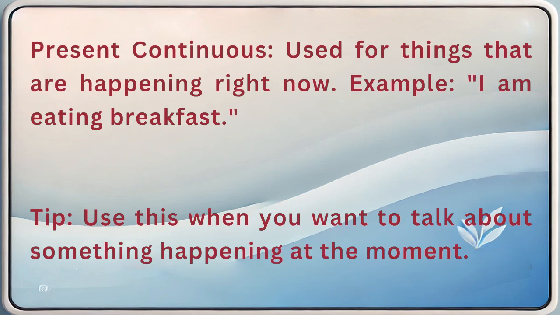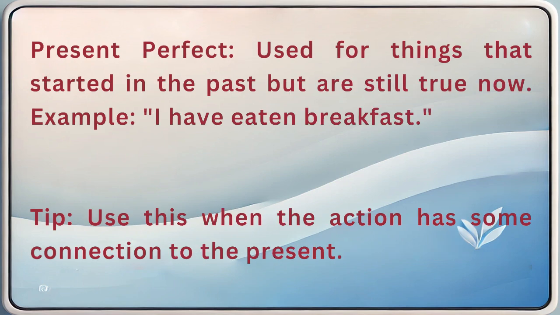Present continuous, used for things that are happening right now. Example: I am eating breakfast. Tip: use this when you want to talk about something happening at the moment. Present perfect, used for things that started in the past but are still true now. Example: I have eaten breakfast. Tip: use this when the action has some connection to the present.